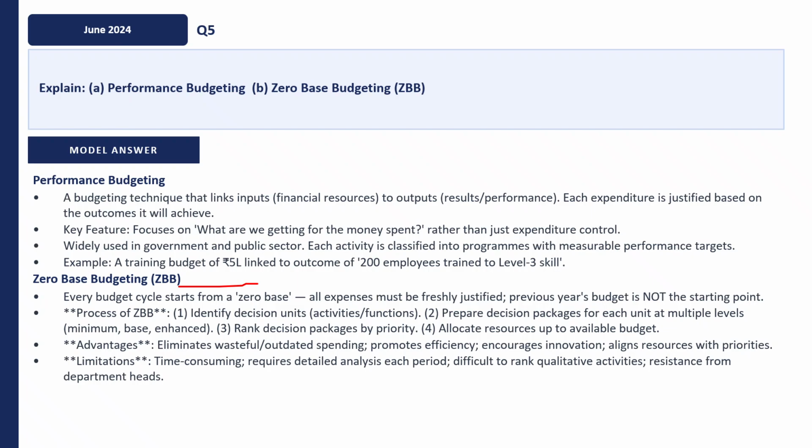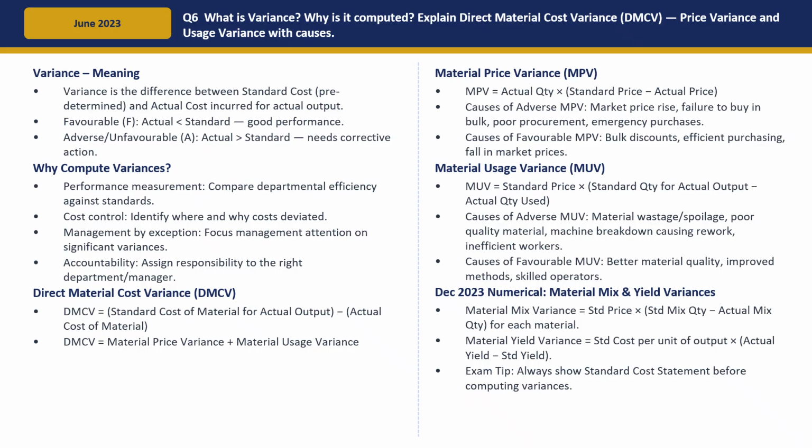Now let us discuss variance analysis, which is very important for numericals. Variance is the difference between standard cost and actual cost. It helps in cost control and performance evaluation. Direct material cost variance includes price variance and usage variance. Always write formulas clearly and explain causes like price changes or inefficiency.